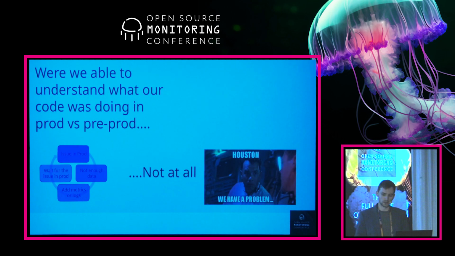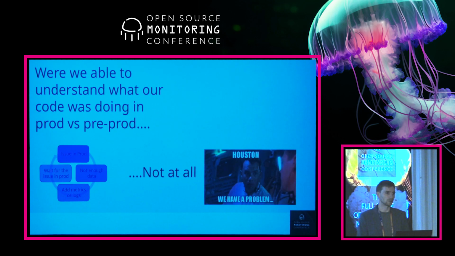So for us, the question is, were we able to understand what our code was doing in prod, whether across different shards or versus pre-prod? And we found ourselves in a particular cycle that might be familiar for some people in this room. You have an issue in production, and then you go and you look at your monitoring system and you look at your metrics and your logs.